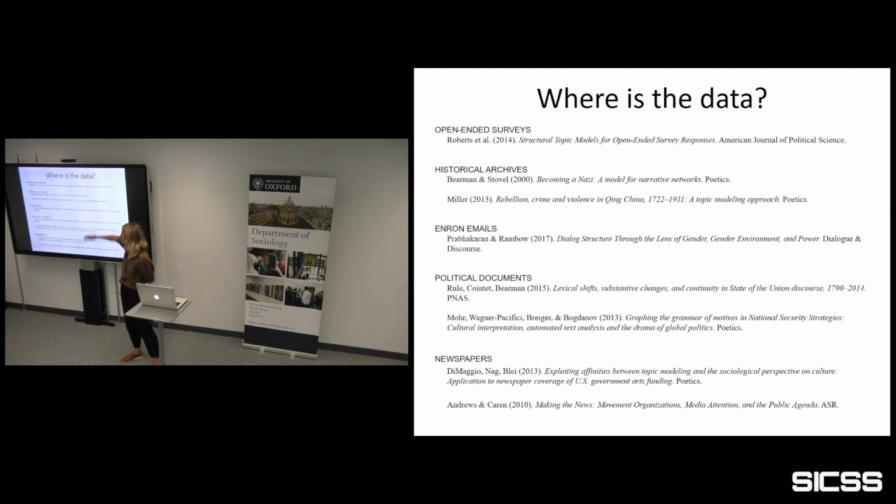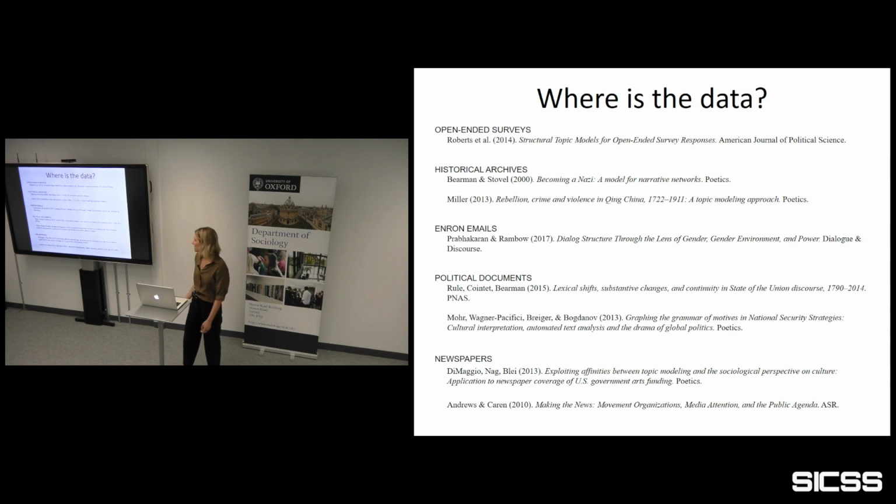Outside of social media, there are open-ended surveys and historical archives. This study by Bierman and Stubble used historical interviews with former Nazis. This one was looking at texts from the Qing Dynasty from 1722 to 1911. I just came across one by Mark Anthony Hoffman from Columbia, but he's moving somewhere else. He looked at the Bible and how, in the US revival era, different pastors in their sermons cited different Bible quotes or passages. And there are Enron emails, political documents, including the State of the Union in the US, which is a speech given by the president once a year, and of course newspapers.